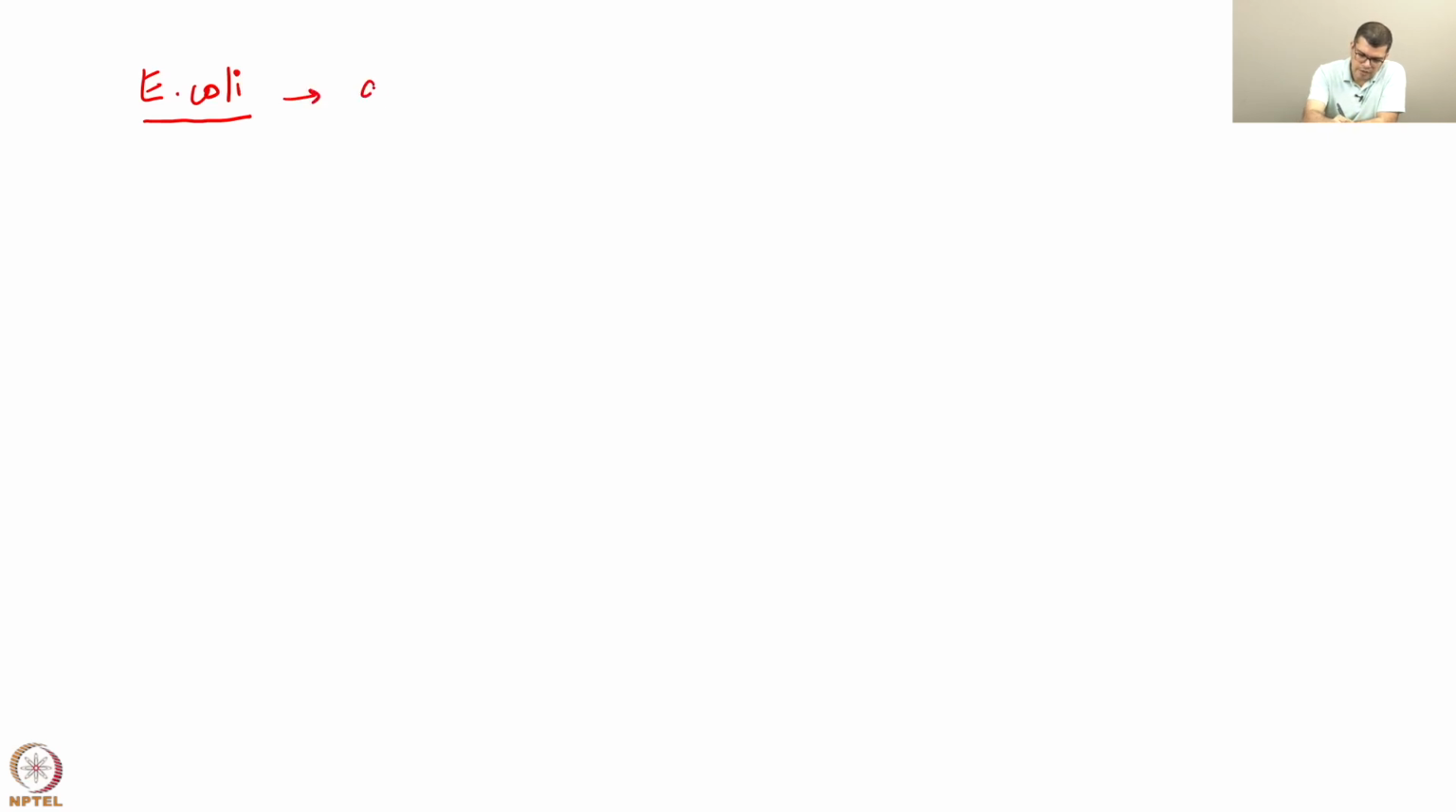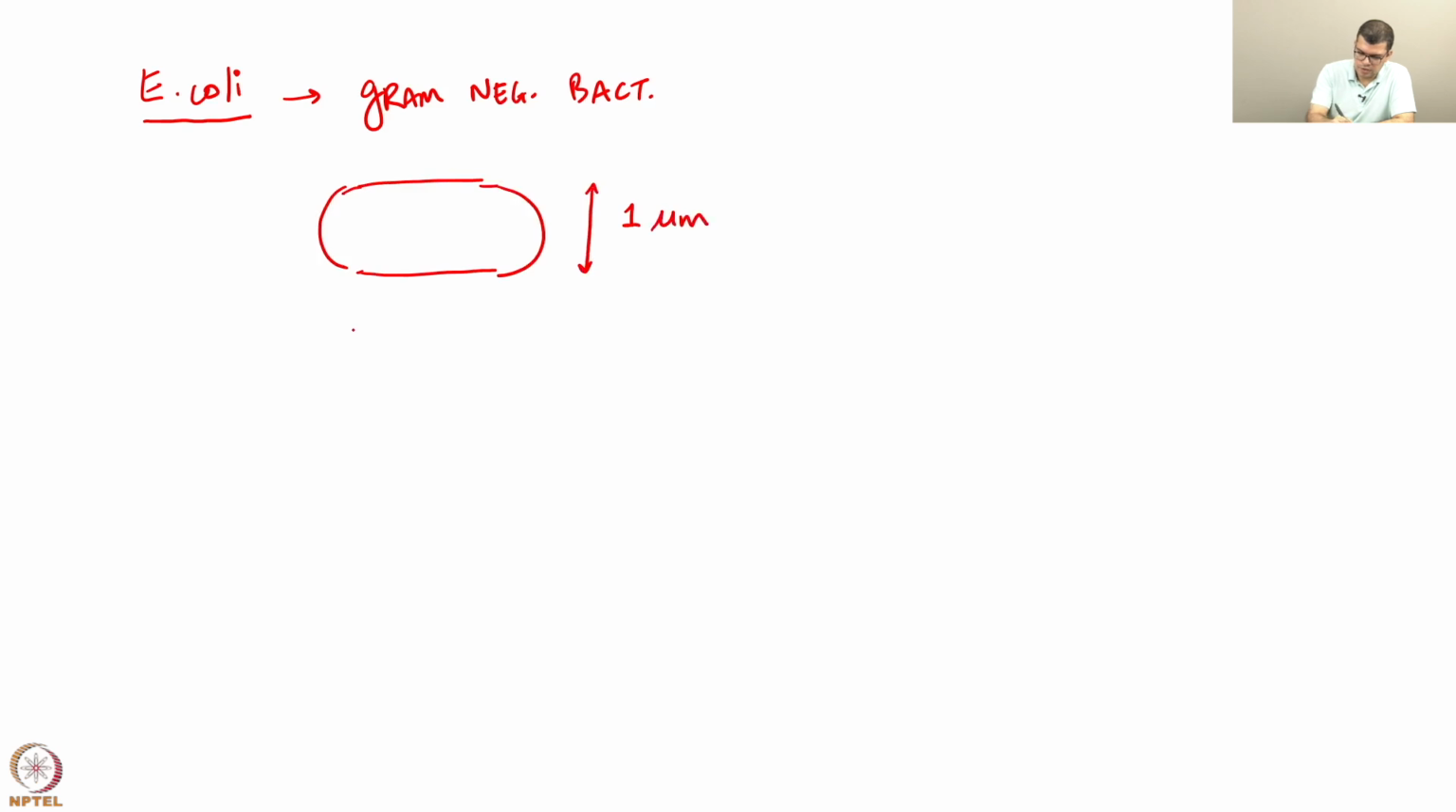It is a gram negative bacteria, which means it has a cell wall and a cell membrane. It is a rod shaped bacteria. It looks something like this. This dimension would be of the order of 1 micron. This dimension would be of the order of 1 to 2 microns.